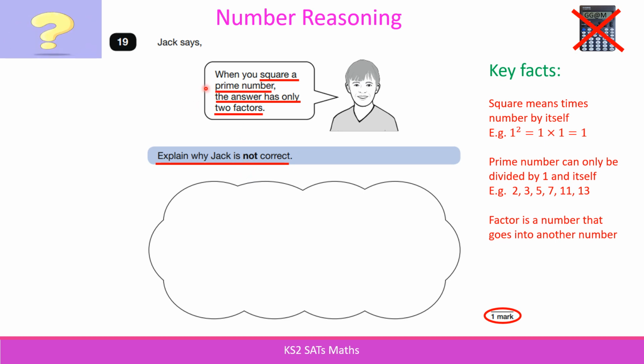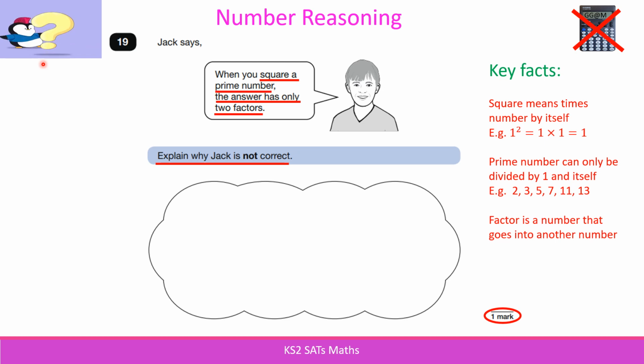So think of a prime number, square it, show that the answer has only 2 factors, or in this case is not correct, so it doesn't have 2 factors, show it's got more or less than 2 factors, and then you've got to write your answer in this bubble here. Press pause, have a go at working out the answer, and then press play when you're ready to hear the answer.